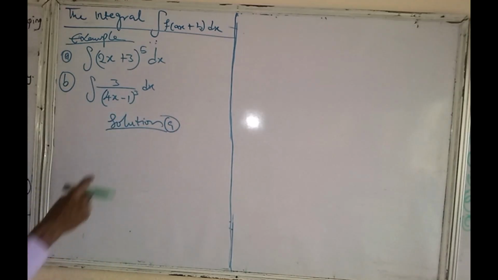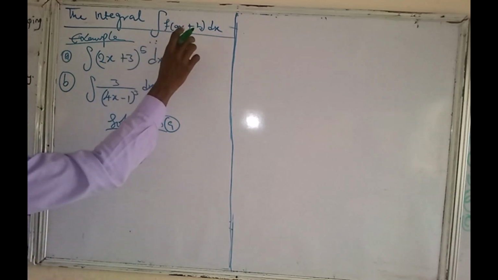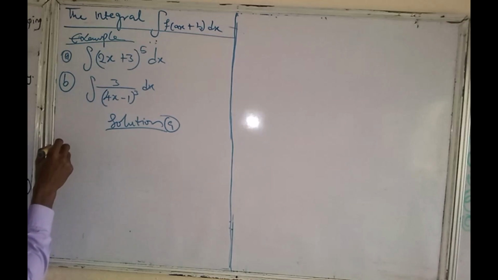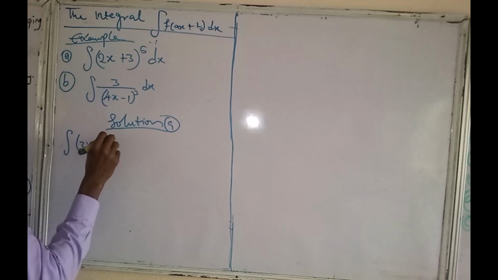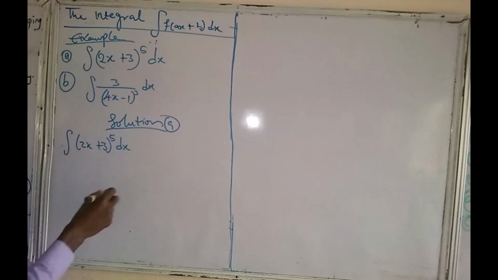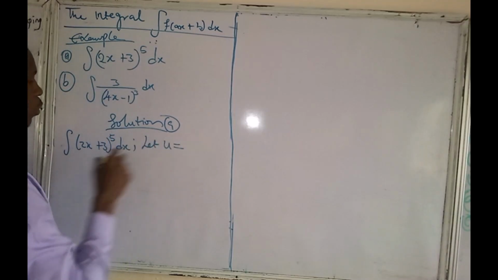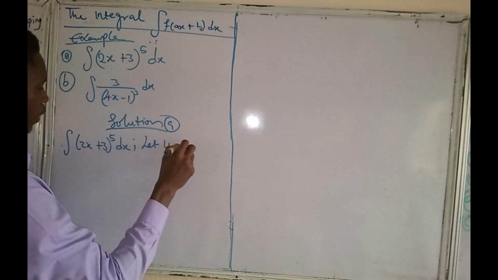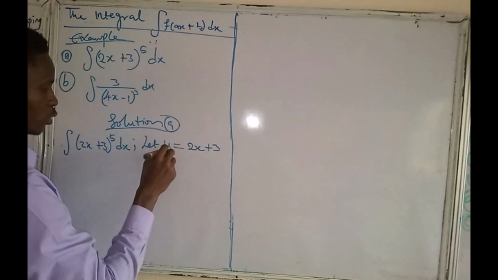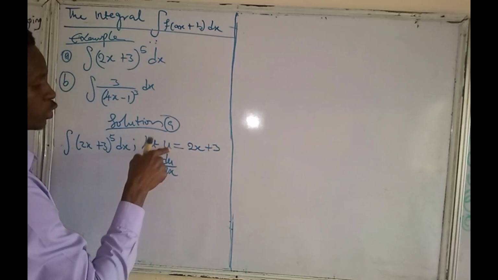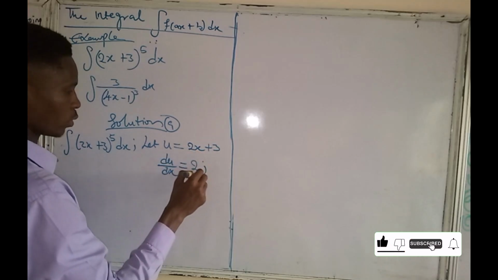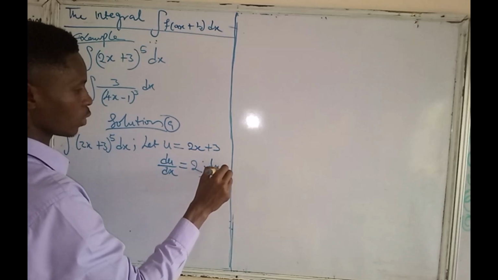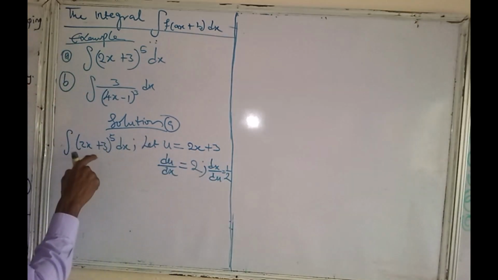A. Now to solve A, we follow the same method we used to resolve this. Let me write that down. Integral of (2x plus 3) power 5 dx. So this is the question. So we now say let u be equal to this inside, that is 2x plus 3. So du/dx, we differentiate u with respect to x, we are going to get 2. This becomes 0. x vanishes. So dx/du is equal to what? 1 over 2. So we substitute that here.